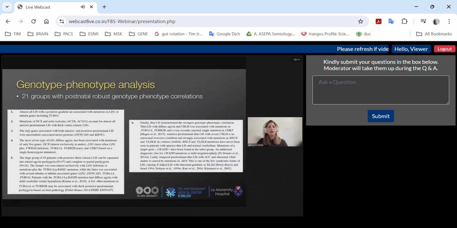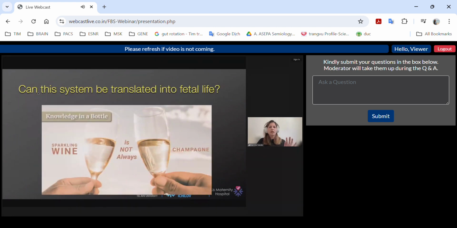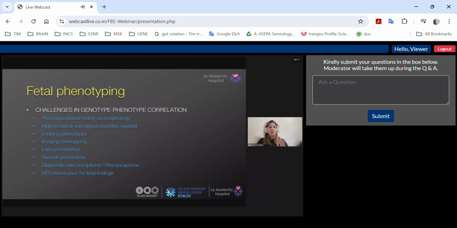Okay, and we need to learn this because we can sometimes translate it into fetal life, but we need to understand that not every sparkling wine is champagne. So delayed sulcation, smooth cortex would not always be lissencephaly in the fetus. And we have many challenges in fetal phenotyping because we cannot check other things in the fetus.